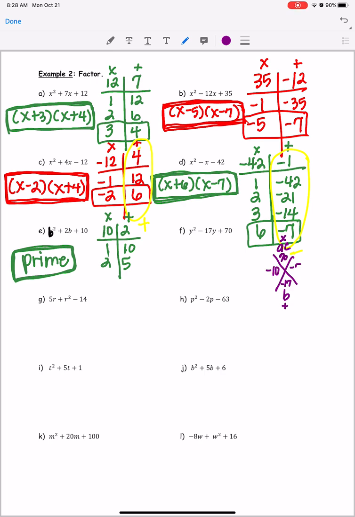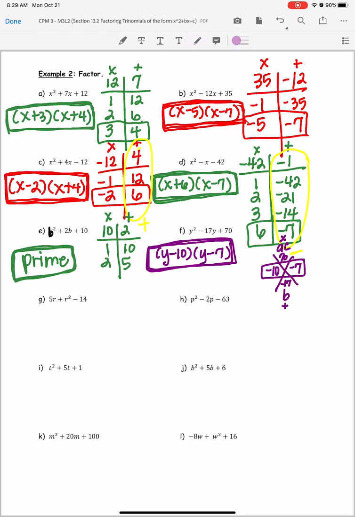That is negative 10 and negative 7. Negative 10 times negative 7 is positive 70, negative times negative. But when I add them together, we get to that negative 17. So now, because this is a y here, we get y minus 10 and y minus 7. And you do want to be careful on MyMathLab, because if you type this in as x minus 10 and x minus 7, you factored right. You're just not using the variable that they use. So they're going to change that variable on you. So just be careful there.